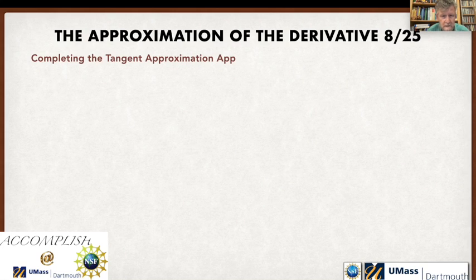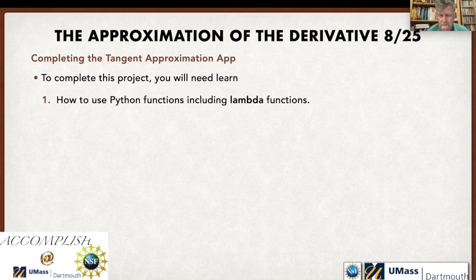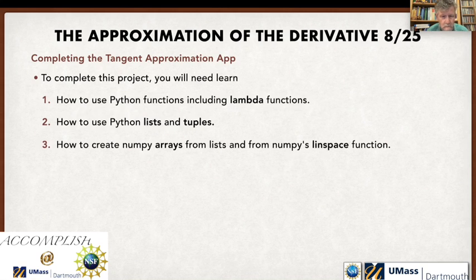Okay, now I'm going to talk about completing the tangent approximation app. To complete the project, you'll need to learn the following. First, how to use Python functions, including lambda functions. You'll also need to learn how to use Python lists and tuples. You'll need to learn how to create NumPy arrays from lists and also by using NumPy's linspace function.